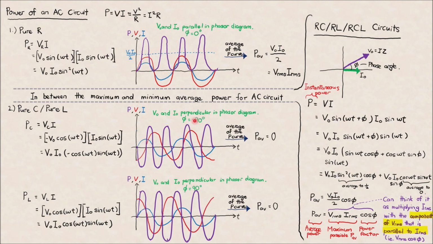It's possible to get this angle if you combine different circuit elements together, like RC or RL or RCL circuit. What you do is combine different circuit elements, then you get a phase angle which is between 0 and 90 degrees, whether positive or negative. So when you reach that point, you'll be somewhere in between this maximum average power and this minimum average power.